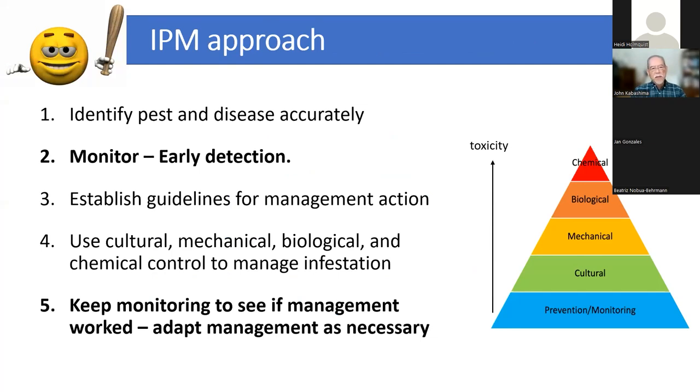So the IPM approach here is to identify the pest and disease accurately. And that's just number one. You can't monitor for something if you don't know what it is. So monitoring, early detection. I boldface this because that's the important thing to do in order to be successful with an IPM approach. Establish guidelines for management action. That's a standard part of IPM.